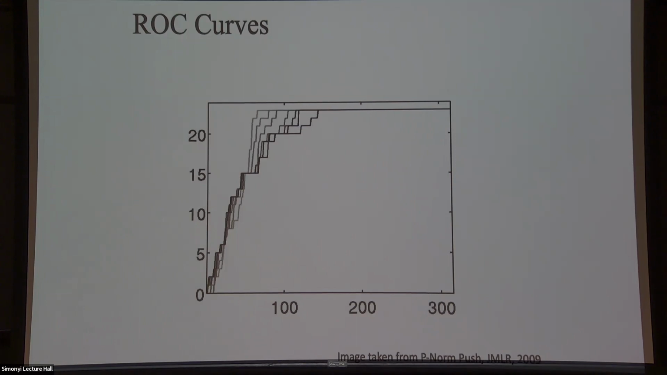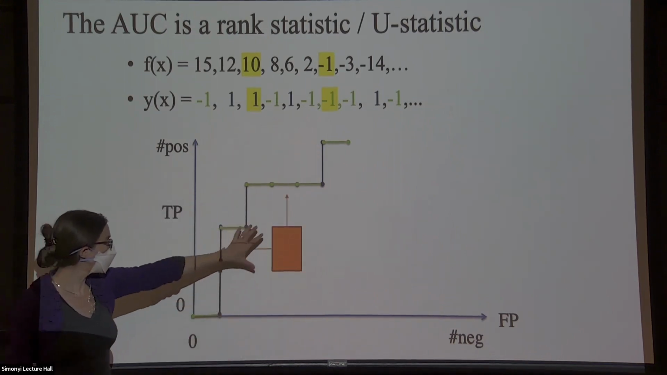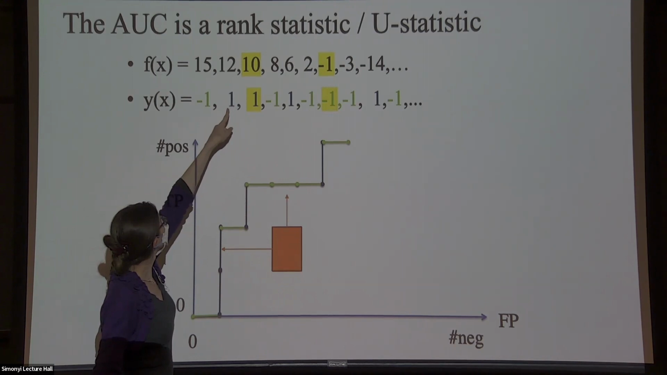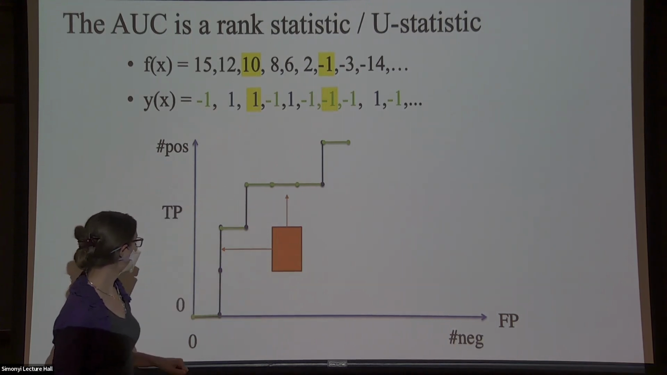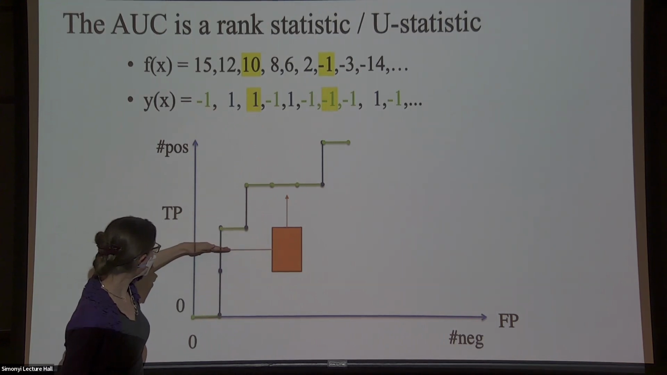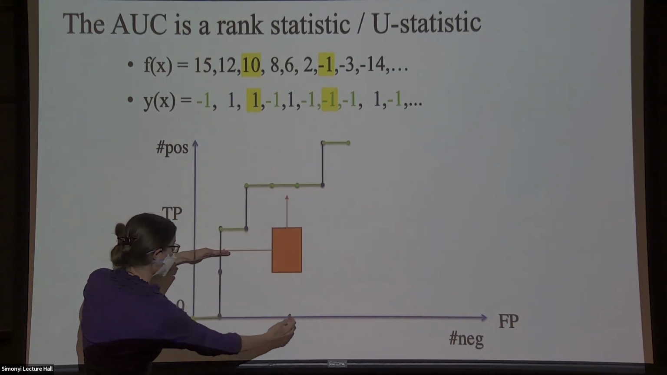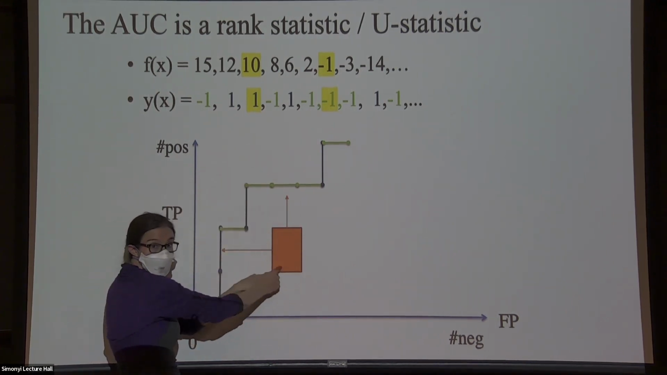So I want to point out that if you're a statistician, you might get really excited about the AUC because it's what's called a rank statistic or a U statistic. If you take a pair of points here, that corresponds to one square under this ROC curve. So let's consider this point 10, whose predicted score is 10 and whose label is 1. It is the second positive, 1, 2, and it is the 4th negative, 1, 2, 3, 4. And so that pair corresponds to this area under this curve.